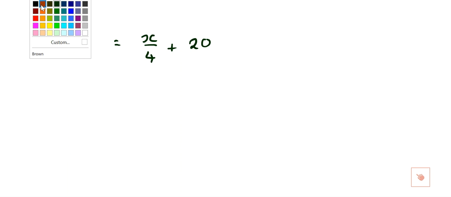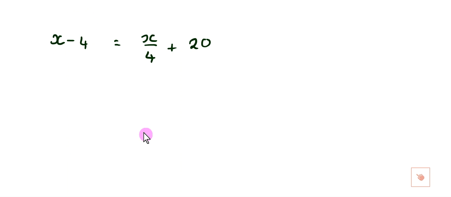Go for it. Add 4. Okay? So we've added 4 to deal with the subtract 4. Now I'm not saying that you have to do that as your first step, but it's certainly a valid one. So we end up with x equals x divided by 4 plus 24.